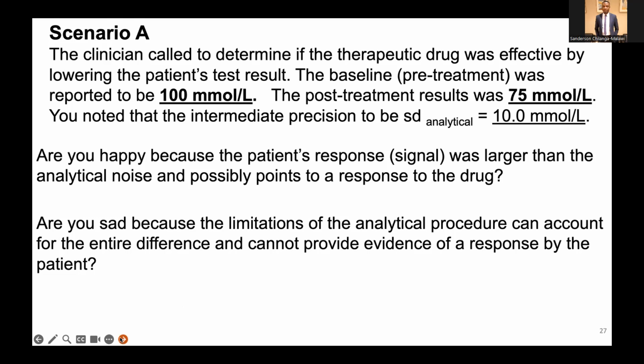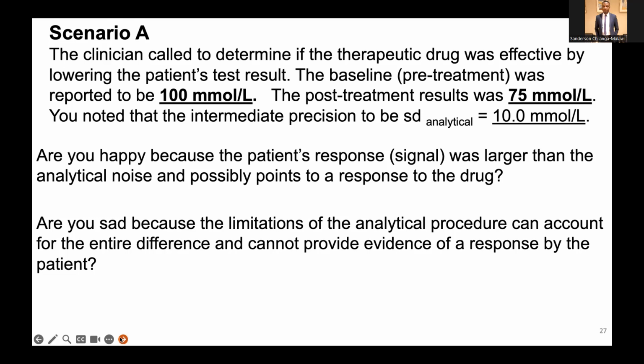So if we look at the repeat result, it is 75 millimoles per liter, which is within that range where the true value is lying. So therefore, this reduction is not as a result of the treatment or the therapeutic drug. Thank you. Thank you, Sanderson.